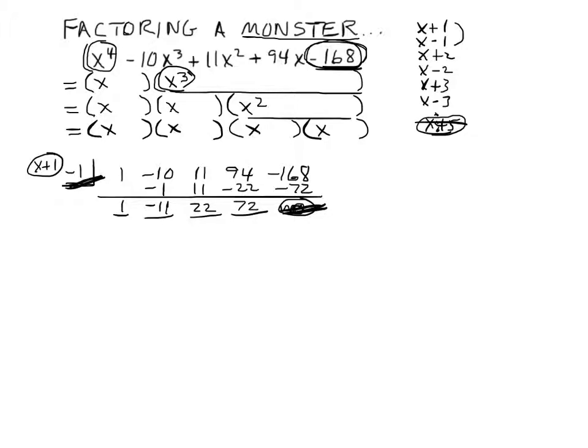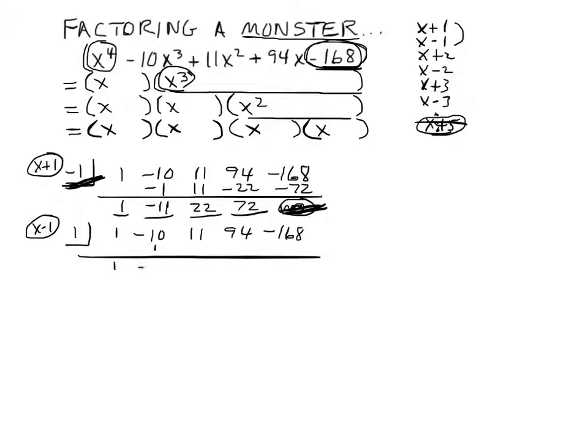Remember, we're looking for a 0 to come up here, because that means it divided evenly, but not this time. Now to make this short, I'm going to tell you that x minus 1, where the divisor would be a plus 1, into 1 minus 10, 11, 94 minus 168, I'm going to tell you that this one won't work either. I guess I could go with it. Bring down the 1. 1 times 1 is 1 minus 9. Minus 9 is 2. 2 is 96. 96, you can see, won't work. God bless you. I'm not alone making this video.